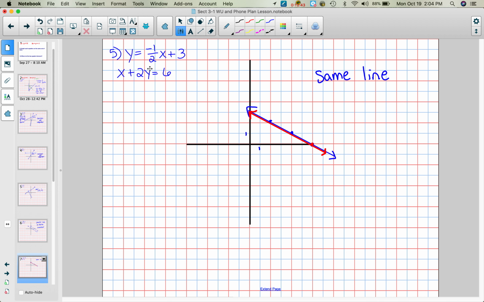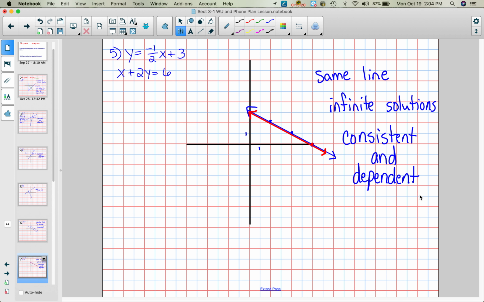Now, I would have noticed this if I would have changed this so it was in the same format. I had one in slope-intercept form and one in standard form, so you don't always recognize that those really are the same line. But they are. So they're the same line, which means every place on the line is a solution. So there are infinite solutions. Every point on the line is a solution, and we say that this is consistent because there is a solution, and dependent. So these are the words we would use to describe a system of equations where you have the same line.